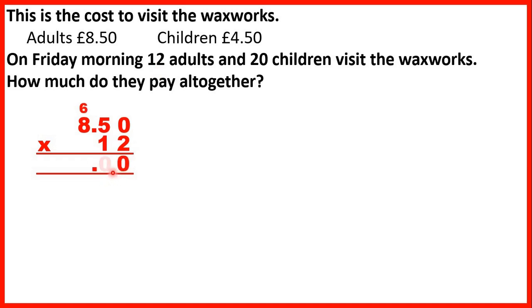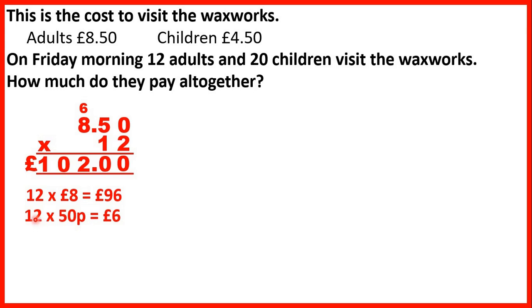If we use column multiplication, that gives us £102. Or rather than using column multiplication, we could work out that 12 times £8 is £96, and then 12 times 50 pence is £6. So putting those together, 12 times £8.50 must be £102, because 96 plus 6 is 102.